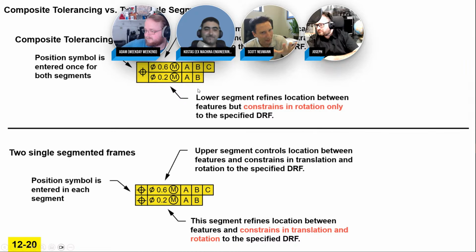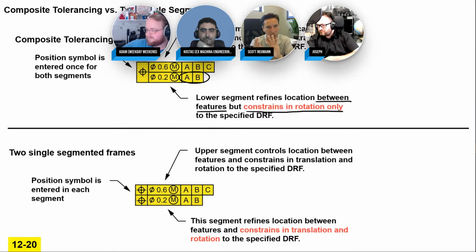But very quickly, I'll put in red here, the lower segment refines location between features in the pattern, but constrains in rotation only. So it only controls perpendicularity, parallelism to the lower segment. And if you do it in two single segments, then it's a regular position tolerance. So it constrains in translation and rotation. It's a little more involved there. That one would be probably a whole other hour to talk about.